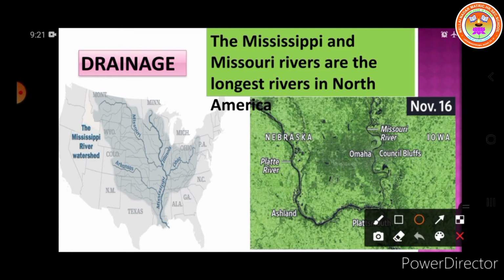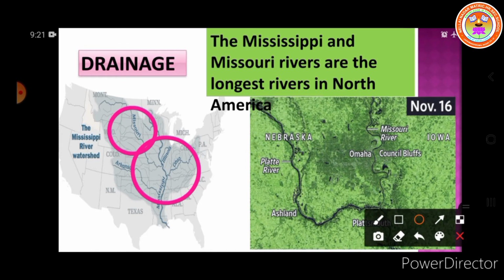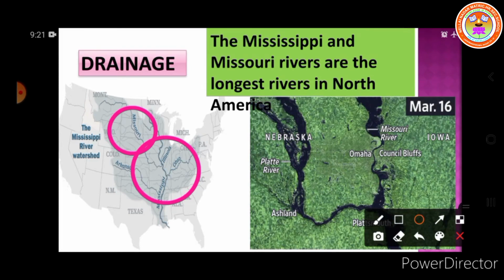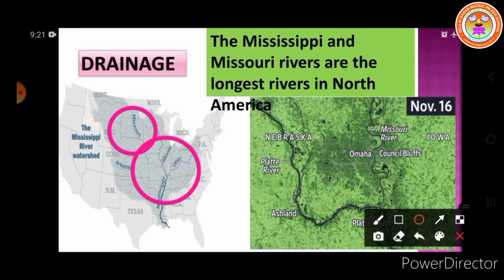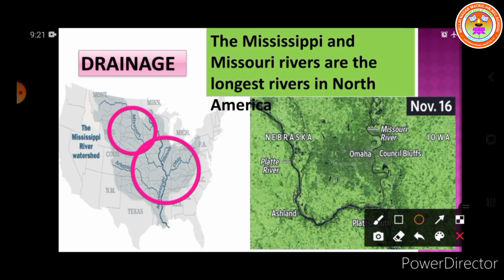Where is the Mississippi? Here the Mississippi river and here the Missouri river. Okay, both the rivers joined form the fourth longest river system in the world. The Mississippi and Missouri rivers are the longest rivers in North America.